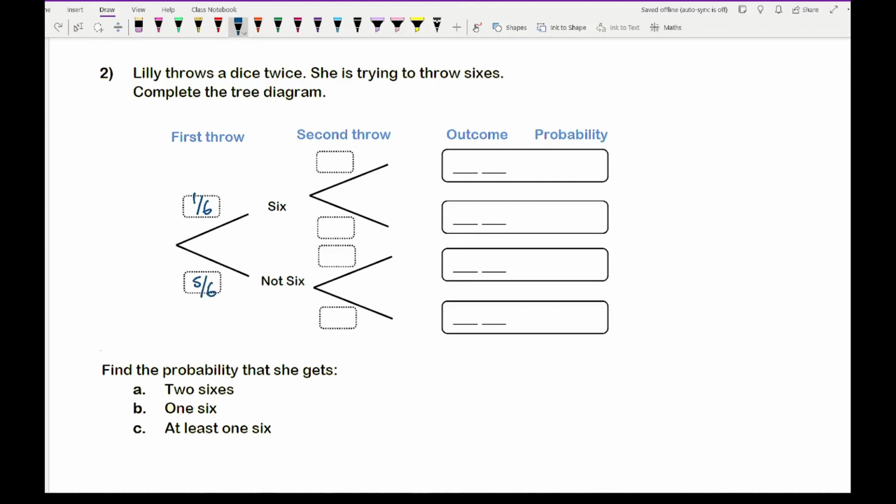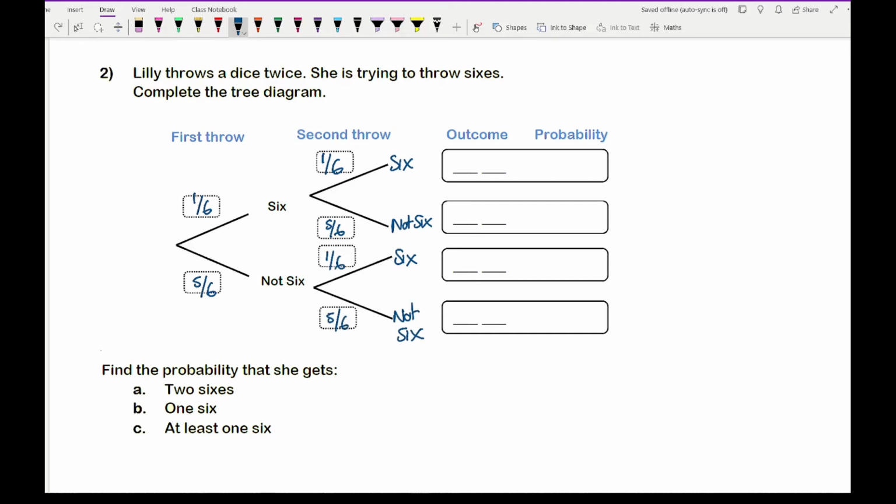And on the second throw, we're going to assume it is independent. So it's going to be 1 over 6 for a 6, and not a 6 is going to be 5 over 6. And 6 and not 6 is going to be the same probability.